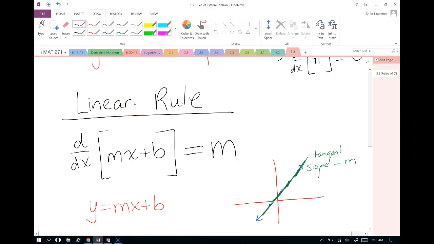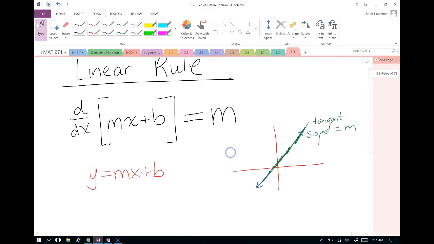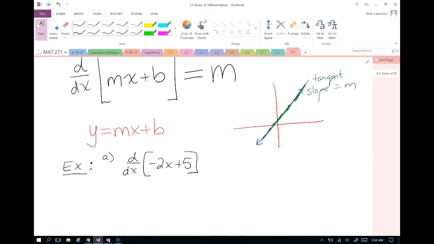The derivative for any linear equation is just the slope of that line, because a line has a constant slope. So a couple of quick examples. The derivative for negative 2x plus 5. Remember, derivative means slope or tangent slope. So the slope of that line is negative 2.